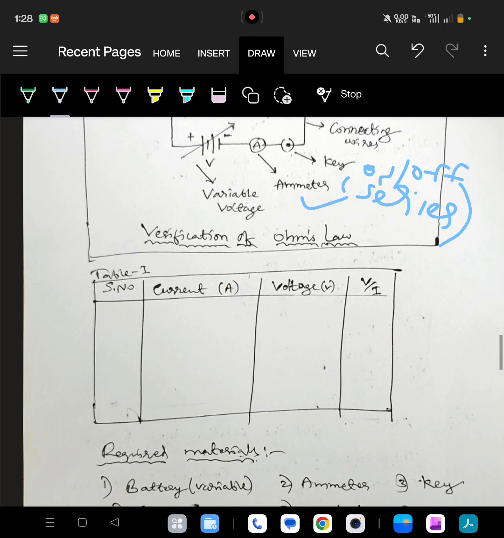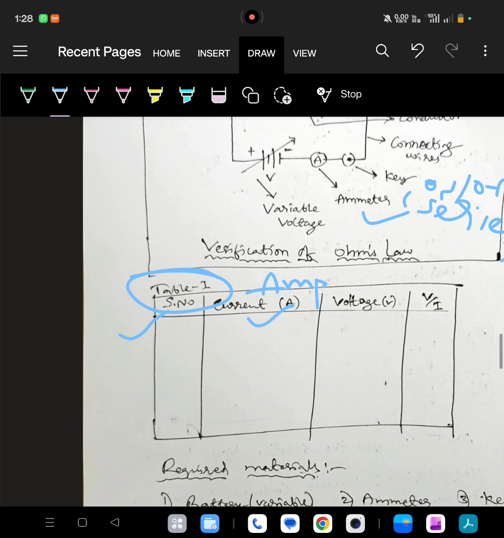Now, in order to verify this, I am drawing one tabular form. In that: serial number, current strength in the ammeter in amperes, and the voltmeter voltage readings, say 1 volt, and I take the ratio. In every case, I take 1 to 3 readings. The voltage to current ratio will be constant, no change.